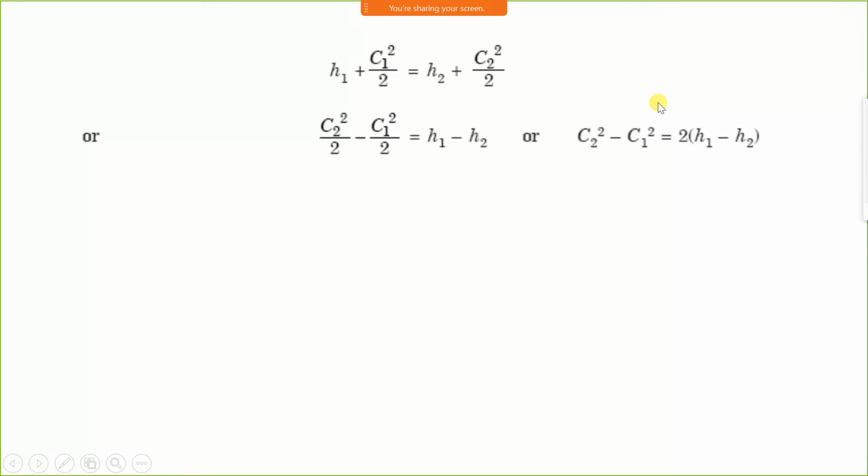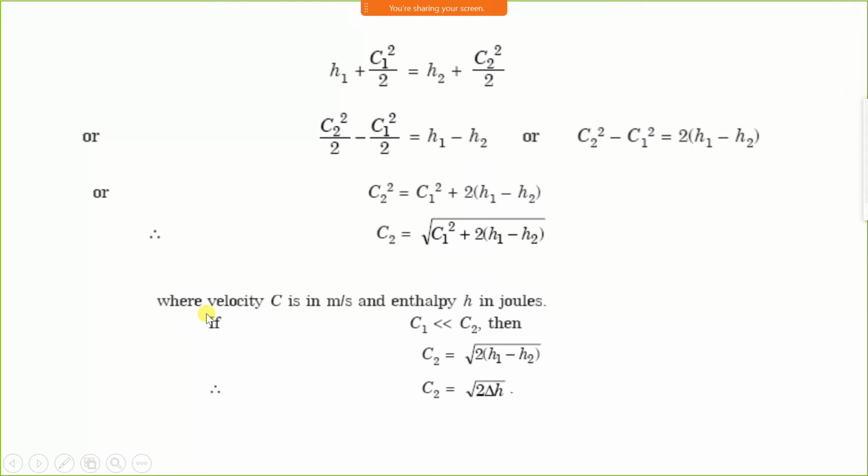In most cases, we know the initial velocity, or we consider initial velocity as 0 or negligible. We have to calculate the final velocity of the steam. Therefore, C2 square is equal to C1 square plus twice (H1 minus H2). C2 is equal to the square root of C1 square plus twice (H1 minus H2), where velocity C is in meter per second and the enthalpy H in joule. If C1 is very much less than C2, then we neglect C1 and we write C2 as the square root of twice (H1 minus H2), and H1 minus H2 is the delta H.